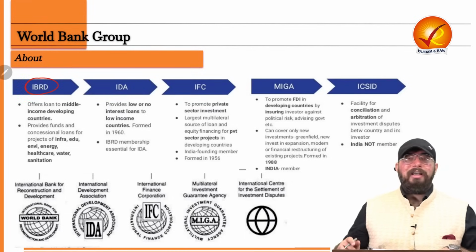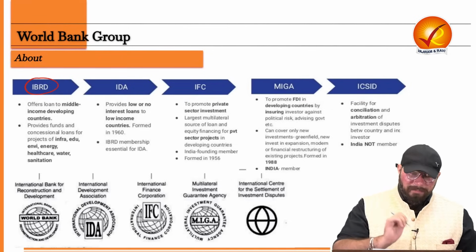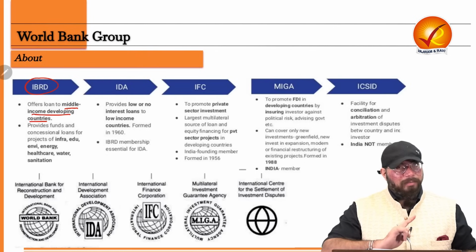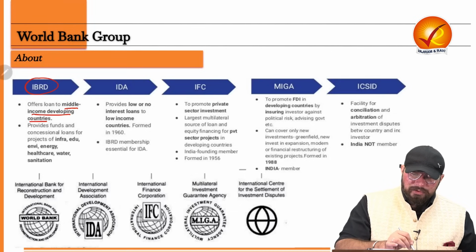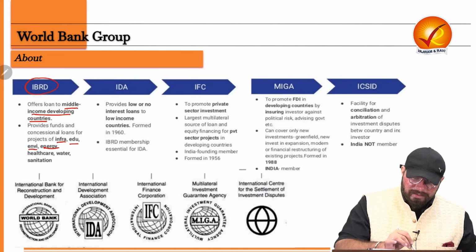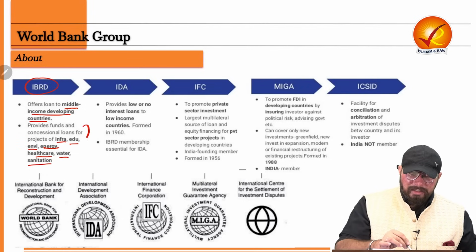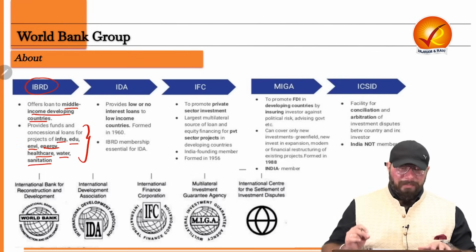First, as we discussed, is the IBRD, that is International Bank for Reconstruction and Development. Now, what is the main aim of this IBRD? It lends money to middle income and developing countries. So, IBRD offers loans to middle income developing countries. For what? It provides funds and concessional loans for infrastructure development, educational empowerment, environmental and energy safeguards, and improvement in healthcare, water and sanitation. These are the various issues for which the IBRD lends money to middle income developing countries.